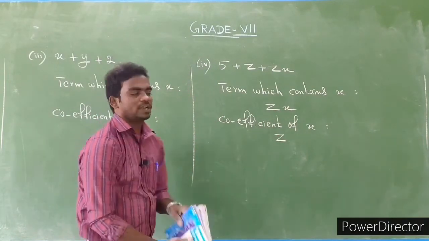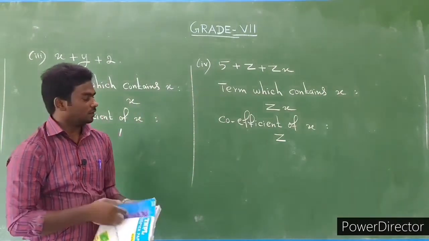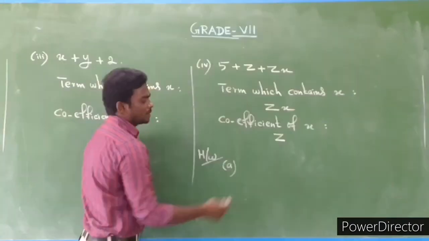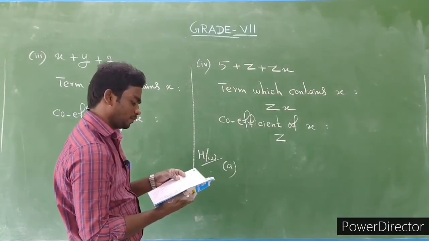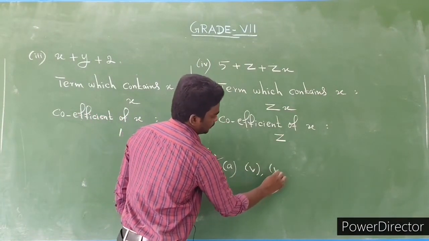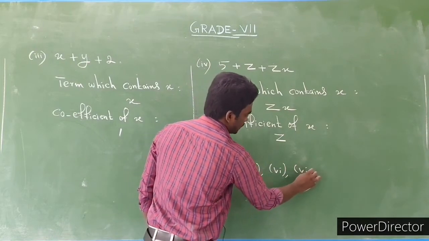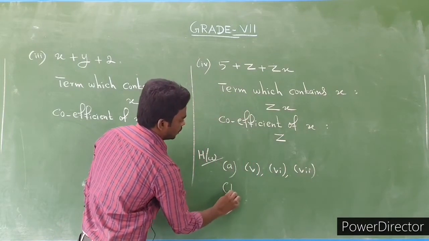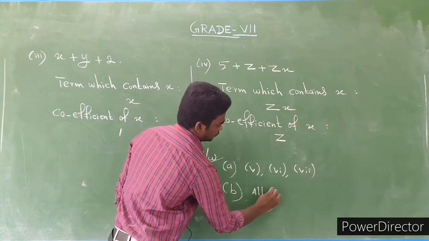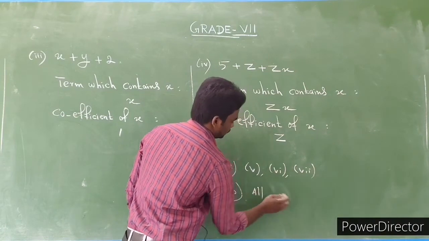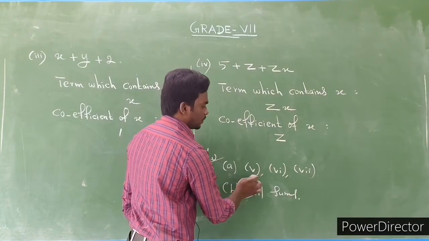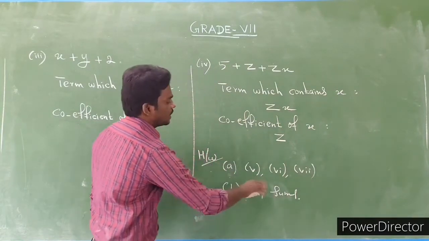In this fourth pattern, the A question, remaining sums are homework. What are the remaining sums? 5, 6 and 7 are homework sums in your fourth pattern. Next, the fourth pattern B question is fully homework. So for fourth pattern A, questions 5, 6 and 7 are homework sums, and for B all the sums are homework sums.